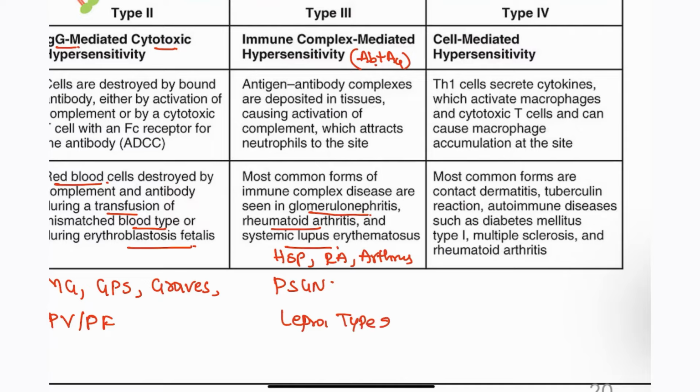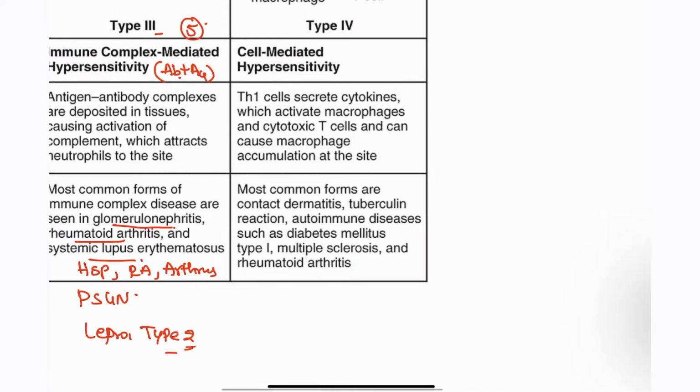Lepra type 2 reaction is also seen. 2 plus 3, that is going to form the 5. So the rule of 5 for the lepra reactions is what you have to remember. Next, type 4 plus only 1, right? It is going to become the 5. So lepra type 1 is going to be associated with the type 4.